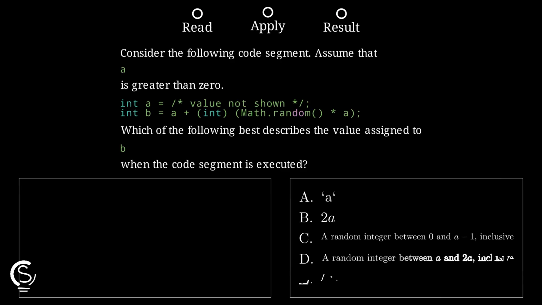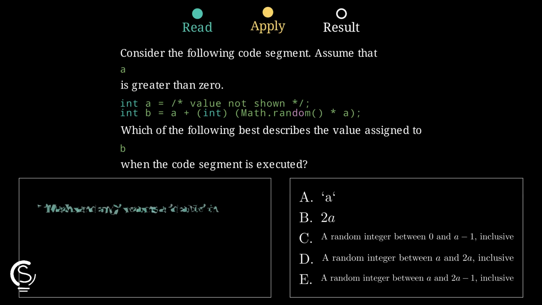First, remember that the Math.random method always returns a double value starting from 0 up to, but never actually reaching 1. This range is the foundation for our entire calculation. Next, we multiply that decimal by A. This scales our range from 0 to A, but it still excludes A itself.